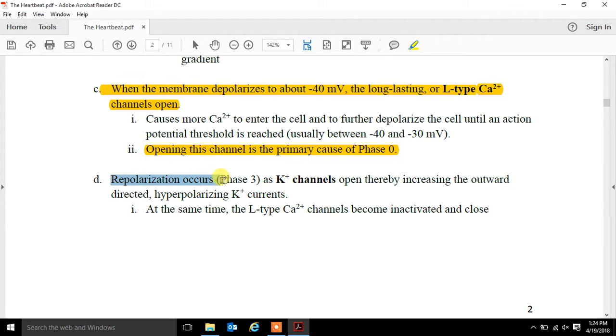So repolarization, phase 3, potassium channels open. At the same time, and this is important because we'll bring this up when we start talking about Afib, the L-type calcium channels become inactivated and close. It's not just about turning on at the right time, it's also about turning off at the right time. Very coordinated sequence of events.